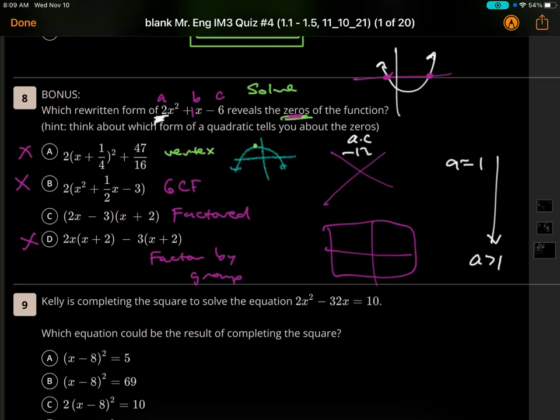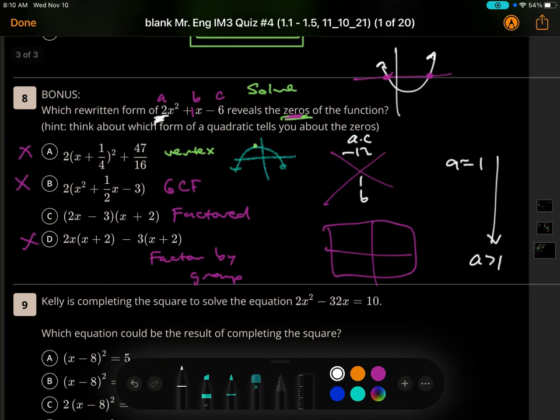A times c is negative 12. My b value is 1. The two numbers are going to be 4 and 3. So 4x, negative 3x. This is going to be 2x squared, and the top one's minus 6. Now, can you see that? Let me point this out to you guys. 2x minus 3 is 2x minus 3.